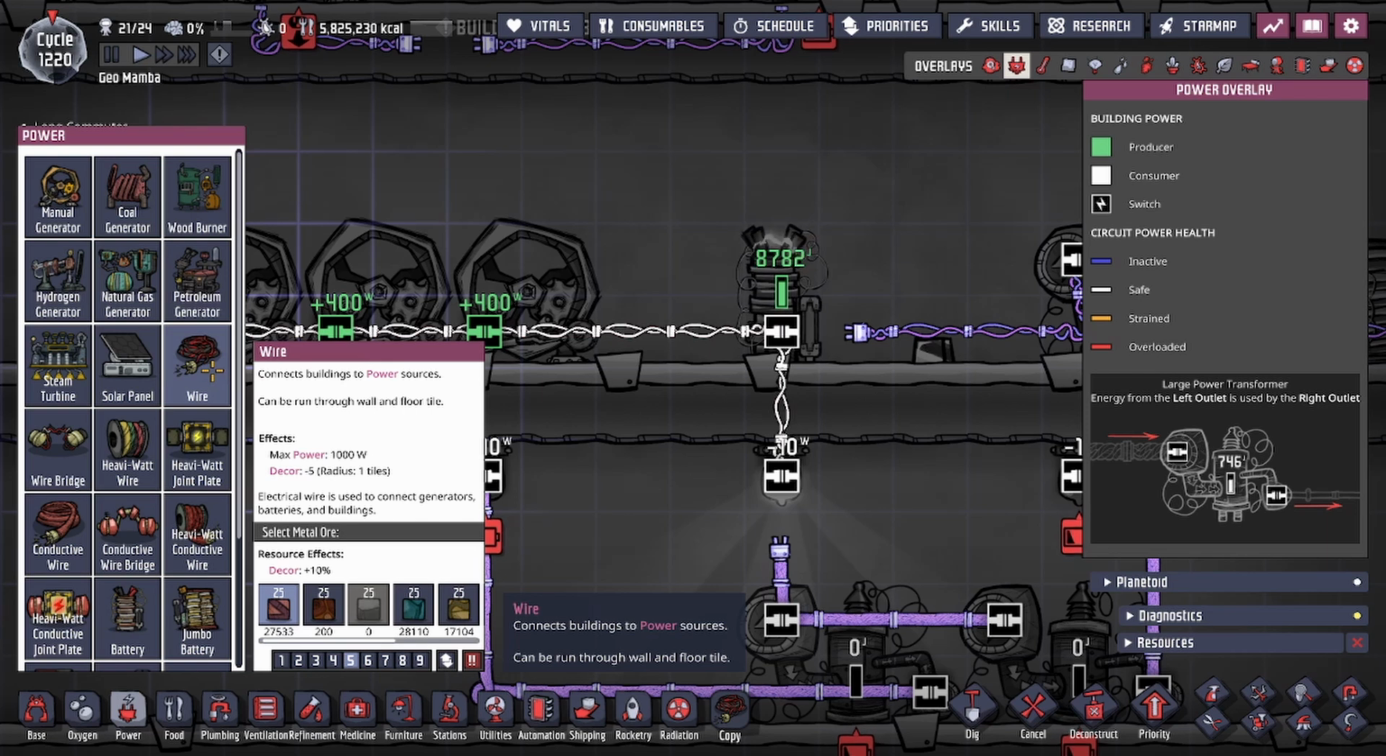A regular wire, which is the cheapest, using metal ores and not refined metal, is able to go through tiles, however, only provides a maximum wattage of 1000, meaning that if we go over the 1000 watts, we're going to have something called overloading. And we'll show you right now how overloading occurs.